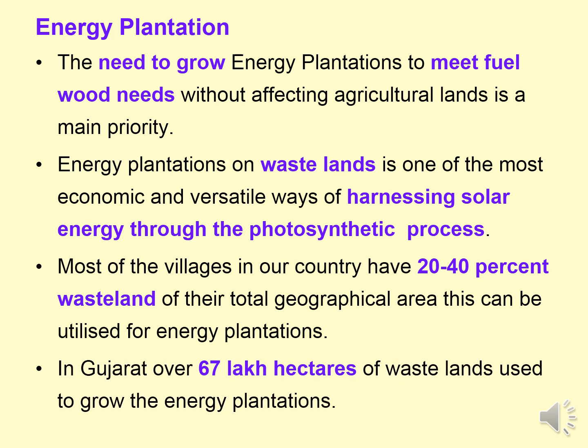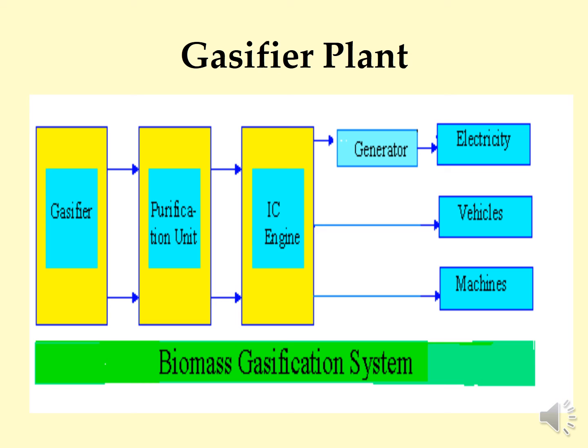So what is energy plantation? Wherever there is wasteland, you have to grow trees that require very little time to grow and very little water. We need to grow fuel wood without affecting agricultural lands. Energy plantation on wasteland is the most economic and versatile way of harnessing solar energy through the photosynthesis process. 40% of wastelands are available in the villages that can be used. In Gujarat, over 67 lakh acres of wasteland can be used to grow energy crops.